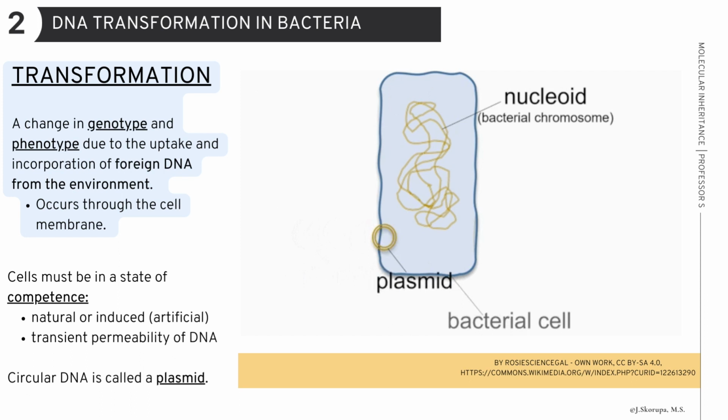This can occur in nature as a time-limited response to environmental conditions like starvation or cell density, or it can be artificially induced in a lab setting using chemicals, heat shock, or electroporation. In both cases, competence leaves the cell membrane porous, which allows it to be transiently permeable to foreign DNA. Again, here we can see the plasmid, which is circular DNA, being taken up by this bacterium.